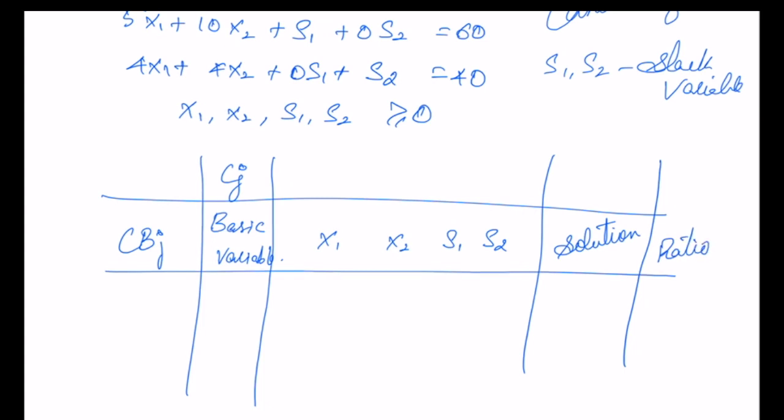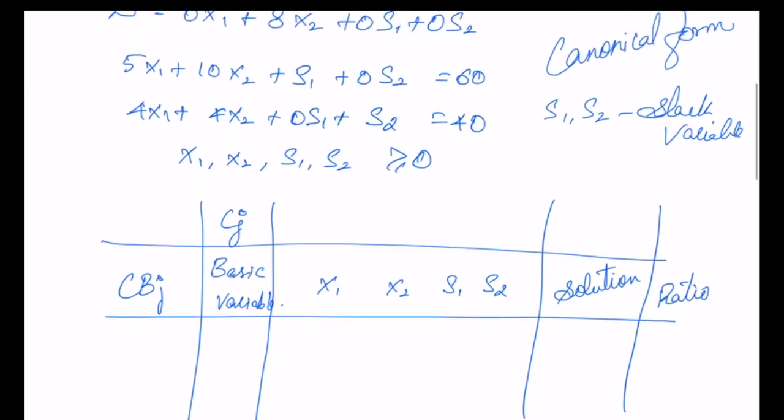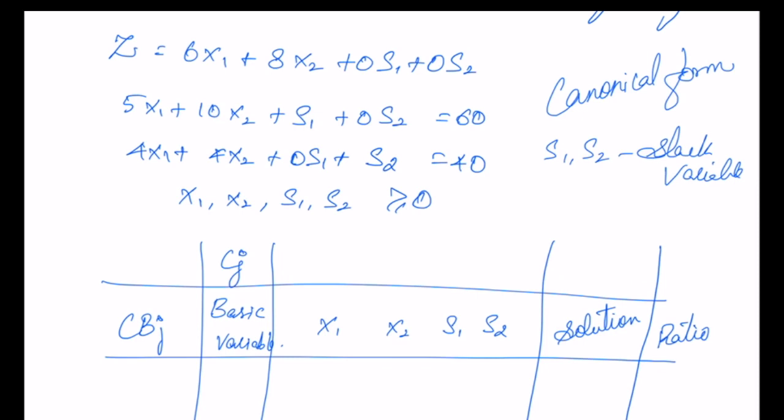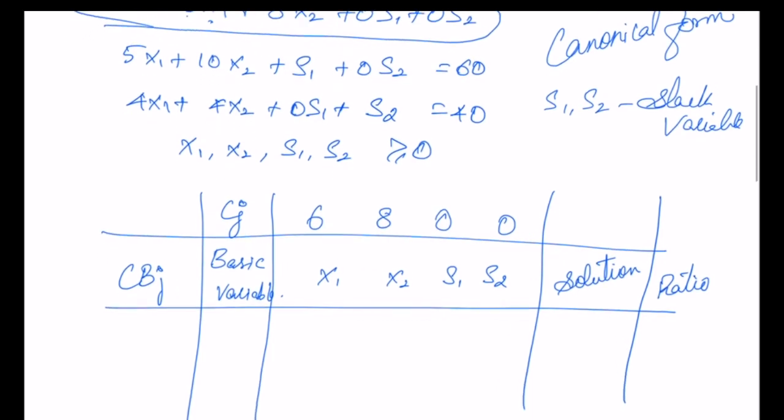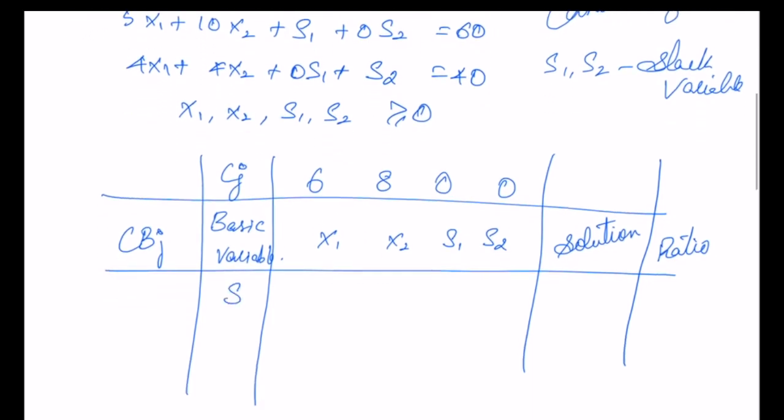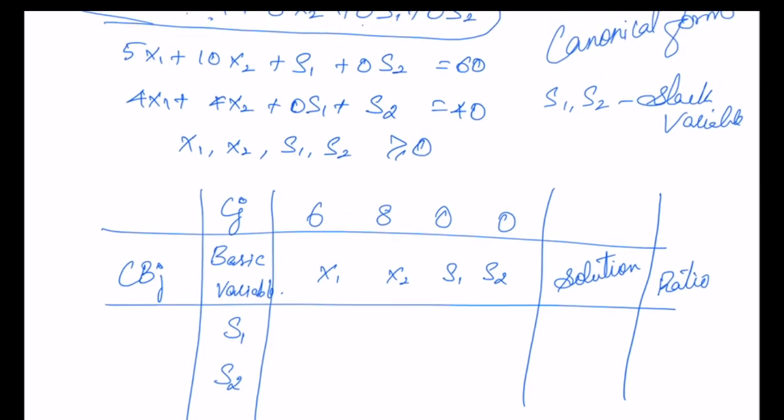First, we are going to start with the coefficient of objective function. This is the objective function, right? Coefficient of x1 in the objective function is 6. Coefficient of x2 in the objective function is 8. Coefficient of s1 is 0 and coefficient of s2 is 0. And basic variables, we have s1 and s2. Coefficient of s1 and s2 in the objective function is 0.